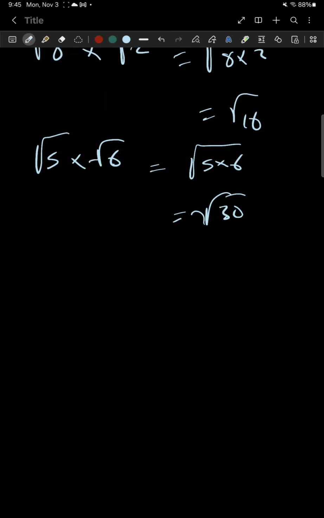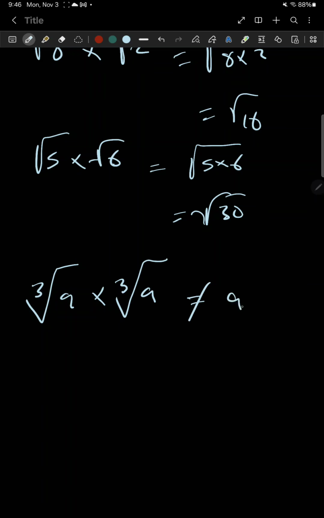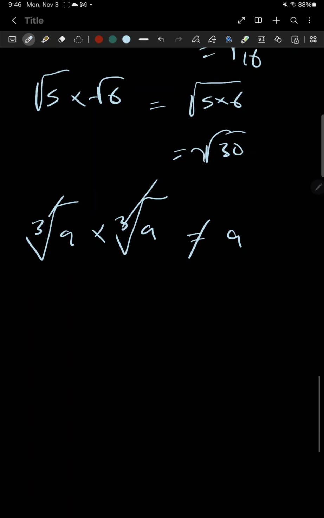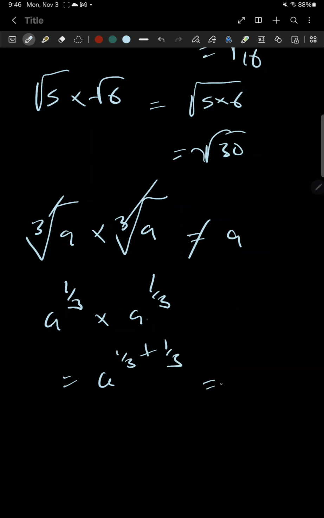Now, knowing this fact, what about cube roots? What happens for cube roots? The cube root of a times the cube root of a. If you are multiplying two cube roots, the answer will not be a. Cube roots will not cancel out. Let's put it in a practical sense. Cube root means a to the power 1 over 3 times a to the power 1 over 3. If you multiply the same bases, you add the powers: 1 over 3 plus 1 over 3, and the answer will be a to the power 2 over 3. 2 over 3 is not the same as a.